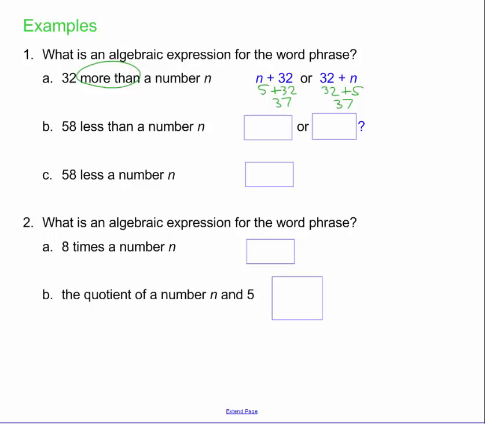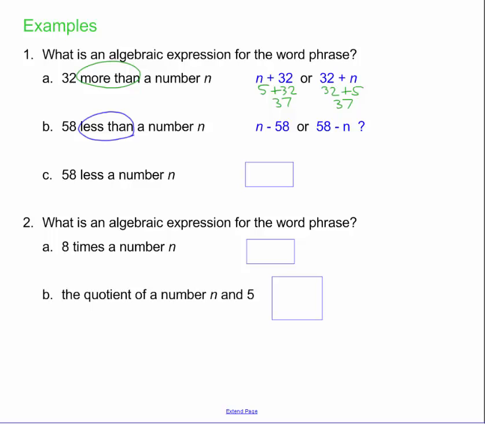That's not always true. In example B here, we need to write 58 less than a number n. Well, it makes sense. If you want to get less than something, you're going to have to subtract. So if we want to get 58 less than something, we're going to have to subtract 58. So to get 58 less than a number n, we're going to have to take n and subtract 58. Now, some of you might be thinking, well, how about if we wrote it as 58 minus n? That is not going to work. Let's see if we can figure out why.